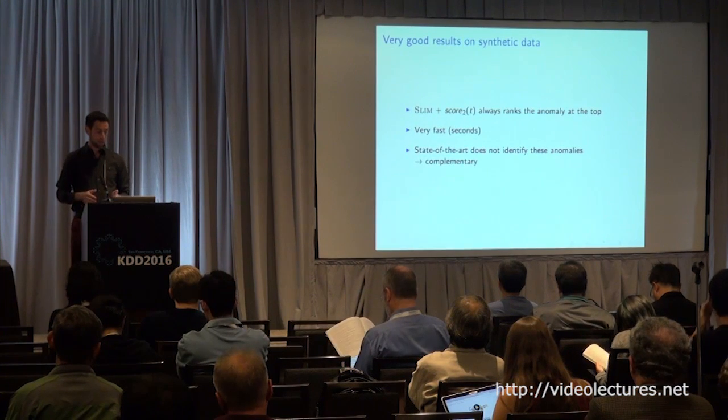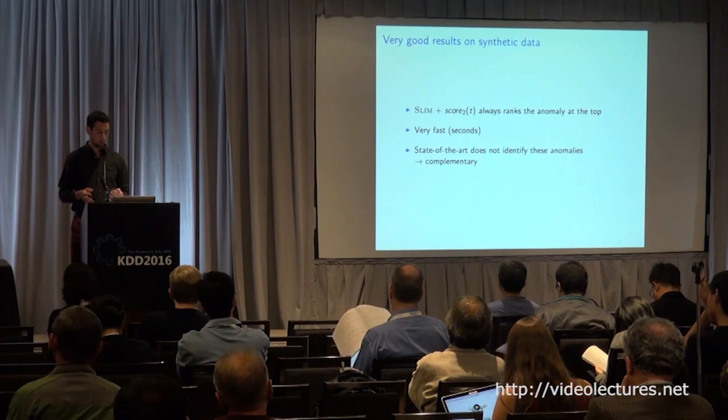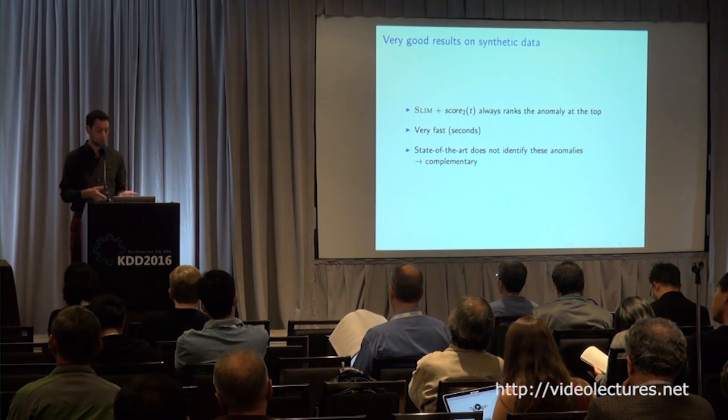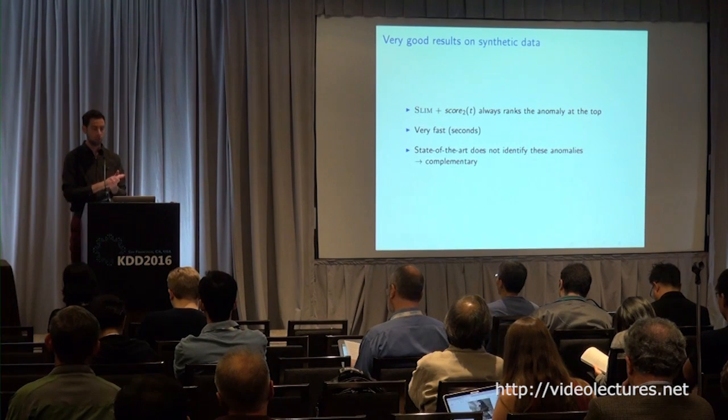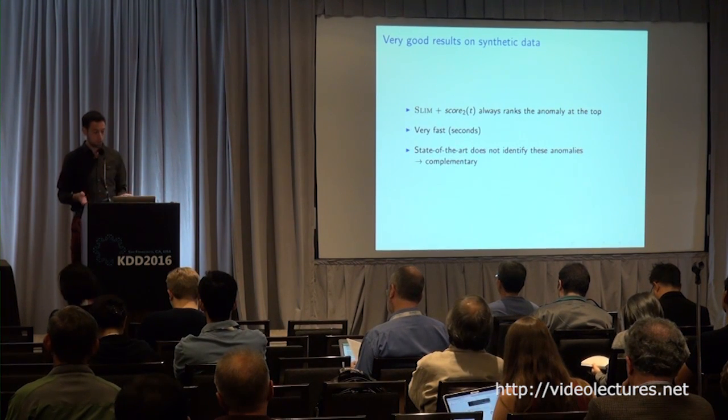On synthetic data, we got very good results. And we also saw that state-of-the-art class 1 anomaly algorithms did not find these anomalies, but using this class 2 score, we did find those anomalies.